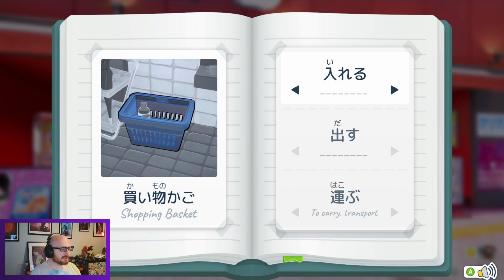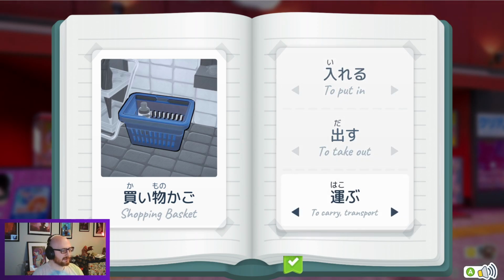Ireru is to put something in, and you can probably guess that dasu is the opposite, and that is true of anything with that kanji on the beginning. It's to pull something out. It's where something exits, to expel something. You will see this symbol right here. So let's go ahead and get those matched up.